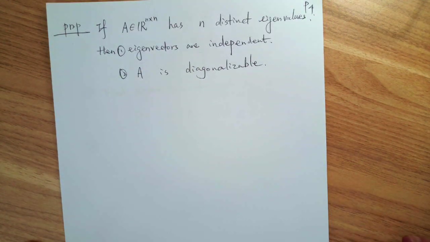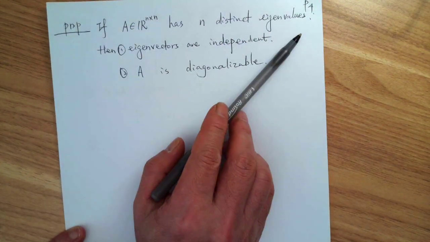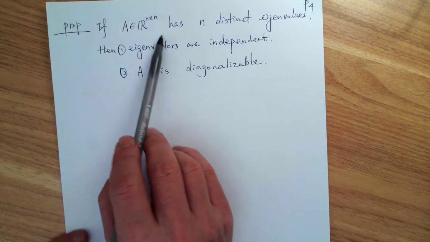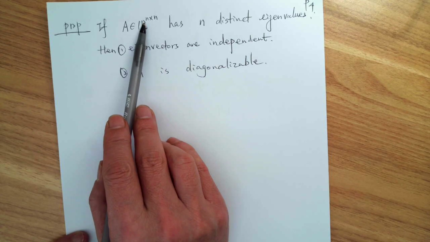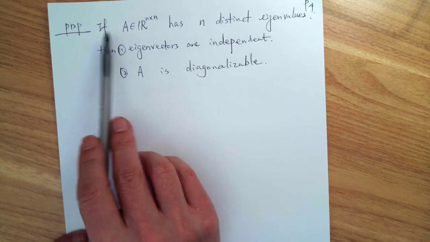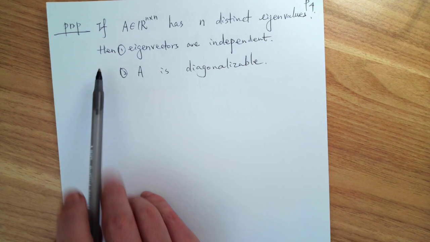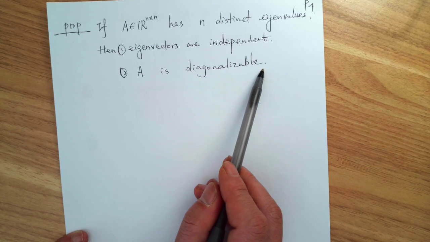Now, we look at another proposition which is more practical. If A has n distinct eigenvalues, we know that an m by m matrix has at most n eigenvalues. At most, but it's not guaranteed. Sometimes one, sometimes two. At most n distinct eigenvalues. So if A has n distinct eigenvalues, we can conclude A is diagonalizable.